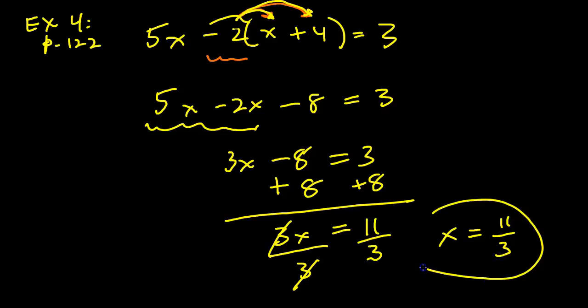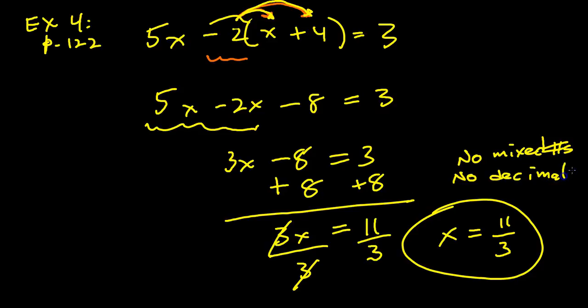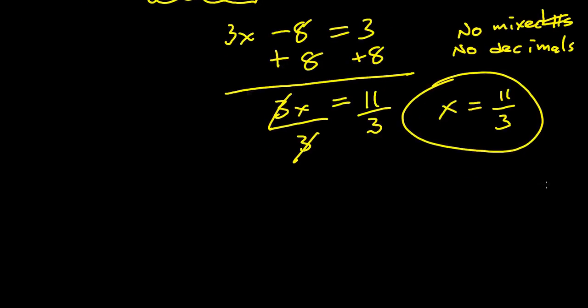Now, no mixed numbers, please. That's a fine answer. 11/3 is a real number. It lives on the real number line. So no mixed numbers, no decimals. Let me specify that. No mixed numbers, please. They've kind of lost their charm at this level and above in math courses. No mixed numbers, and no decimals, please. Okay, example 4 done.